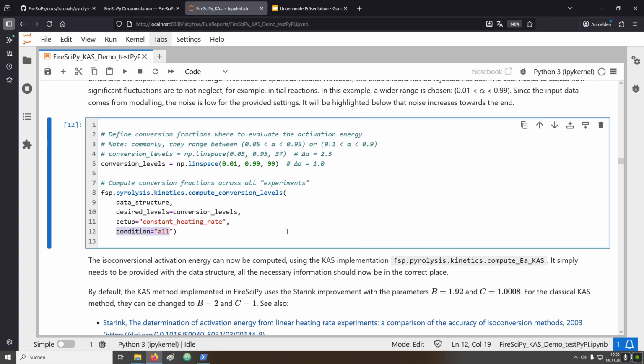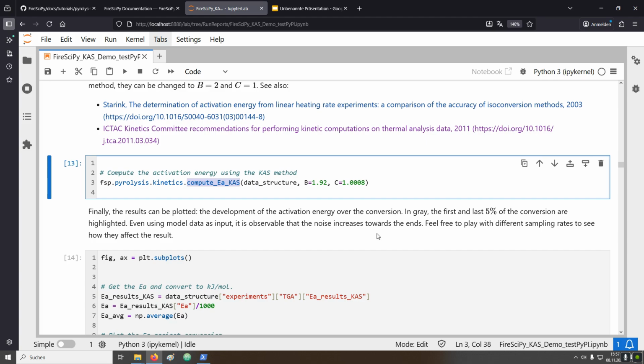The condition describes how the experiment was conducted. Here I have chosen constant heating rates. All the experimental data is stored, sorted by these conditions. The conversion can be computed for individual datasets or, like here, for all that are available. The function knows from the data structure where to find the input and where to store the output.